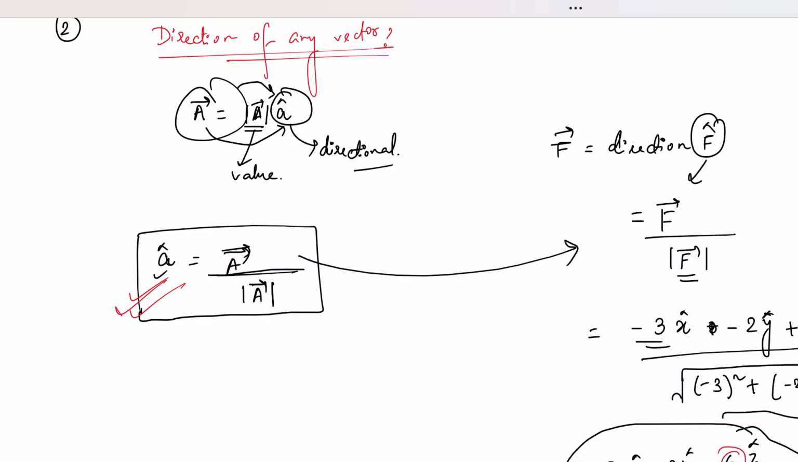X minus 4y. 4y, you're right. So my question is, because the minus signs are the same, although the values are different, will we say that f cap and d cap are along the same direction? No, we will not say that.